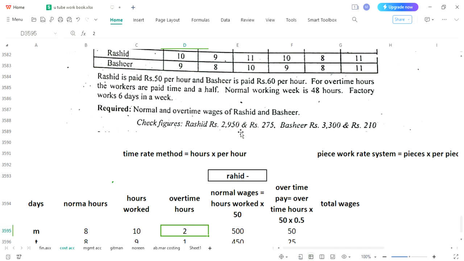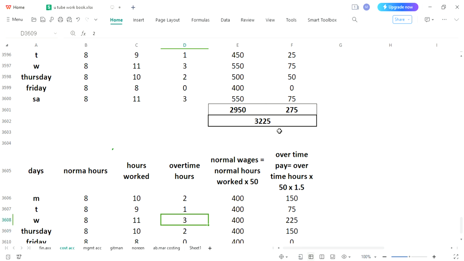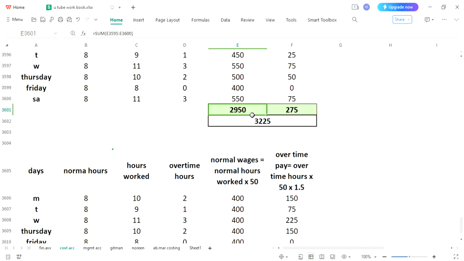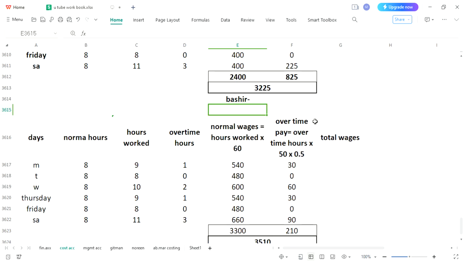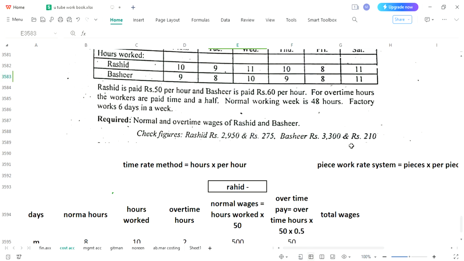We were having 2950 and 275, and here is your first answer, 2950 and 275. Let's mark it as completed. First answer 2950 and 275, and then we have our second answer 33 and 210. Let's mark it as completed. For Bashir 33 and 210. In this way you have completed your answer.